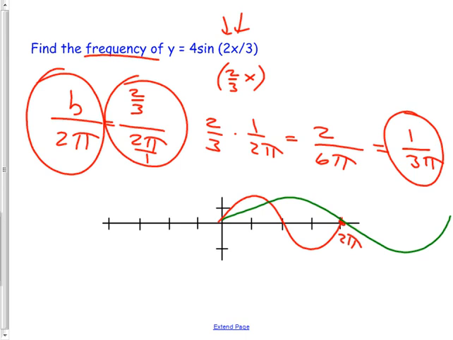So the frequency has to do with the period. And again, it's the flip of the period. Period was 2 pi over b. Frequency is b over 2 pi.